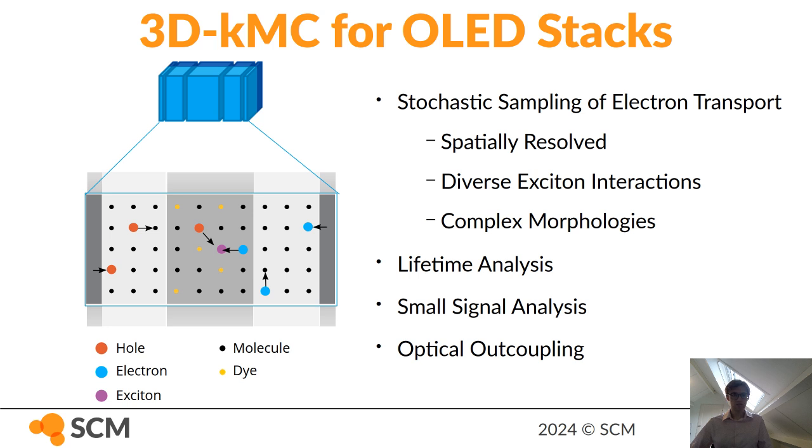It also allows us to identify how electrons interact with one another, how they engage in loss processes, etc. One of the main advantages here of the 3D kinetic Monte Carlo approach is that we're able to retain morphological information about the actual distribution of the molecules in the film. And this allows us to characterize also more complex systems. It allows us to get an idea of how the role of the dye distribution in a host-guest system affects the efficiency of the device.